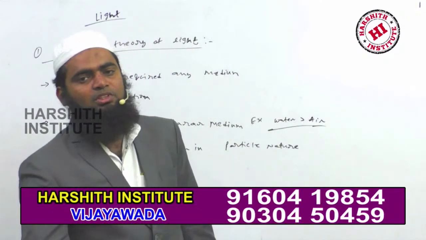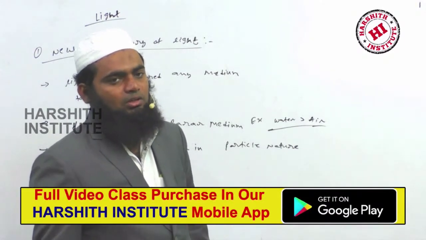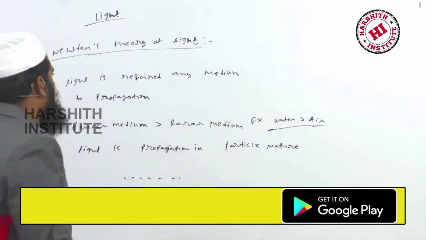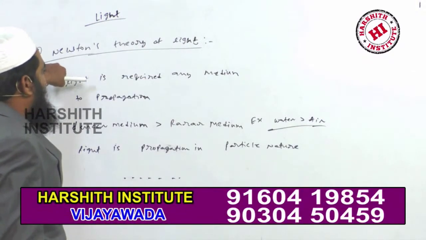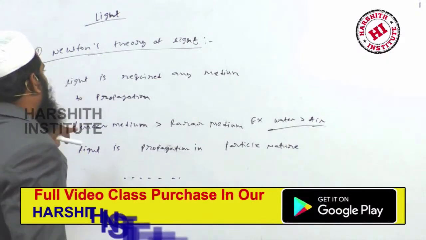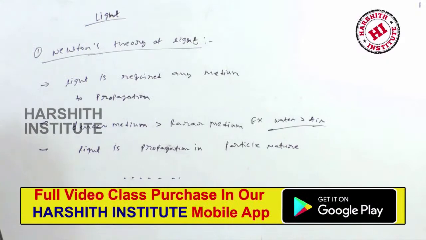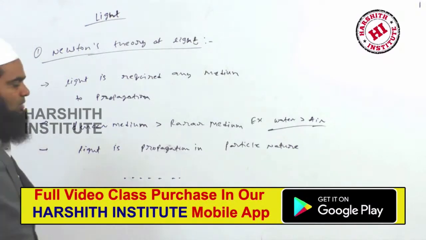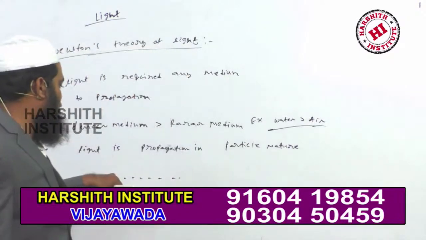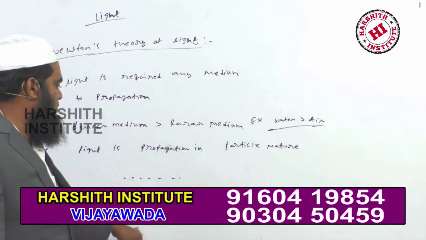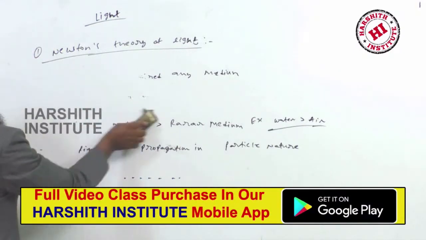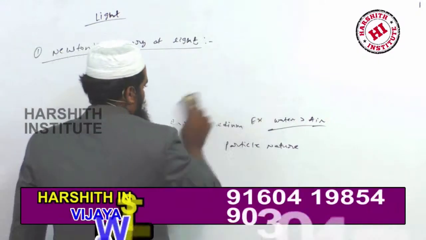The second theorem we will give information about is Huygens' theorem. This first theorem is simply called Newton's theory of light, or the particle nature of light. Particles means we can observe this type of pattern also. So this is the first theorem explained by Newton regarding light.